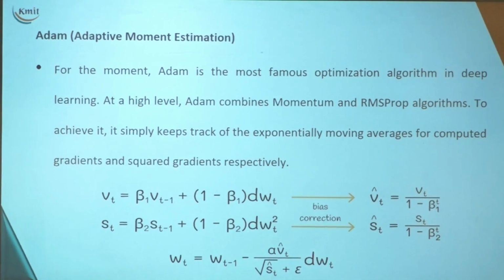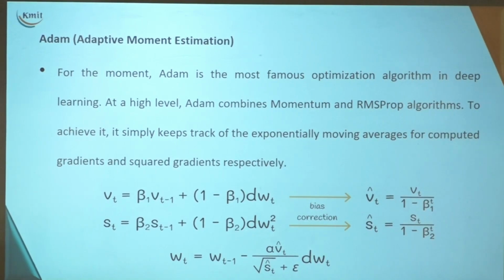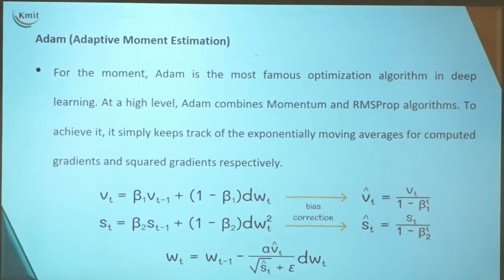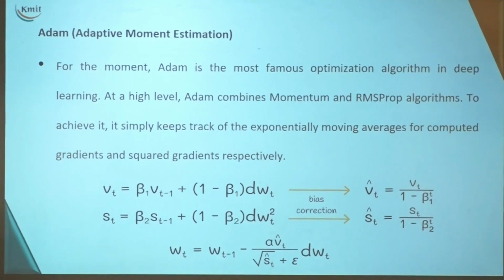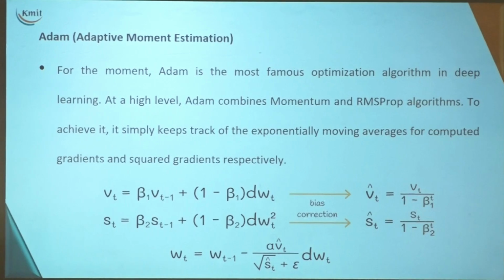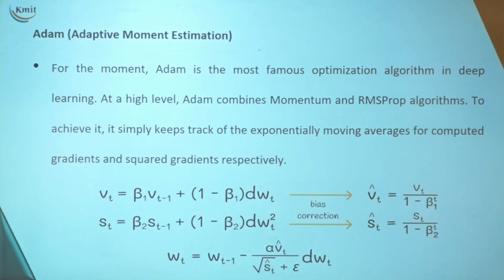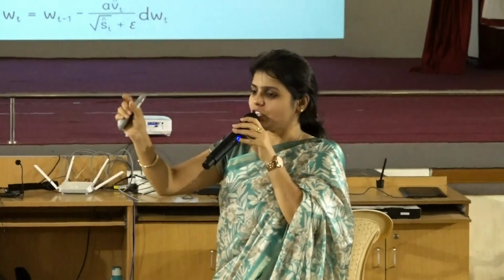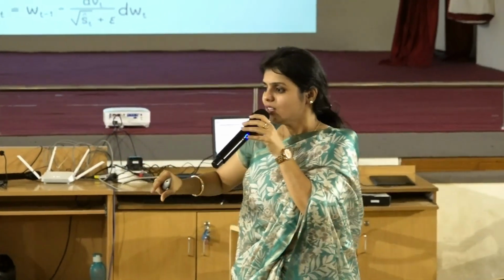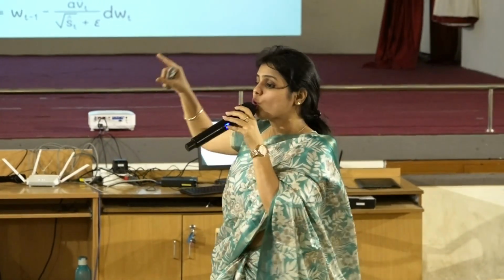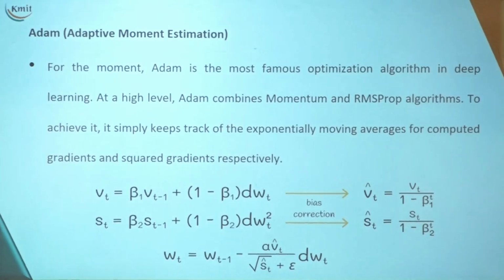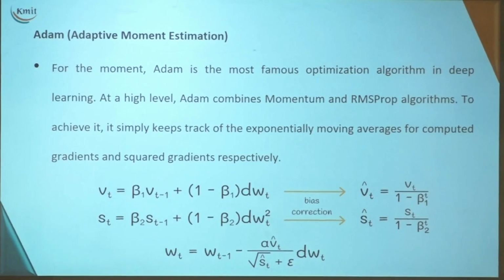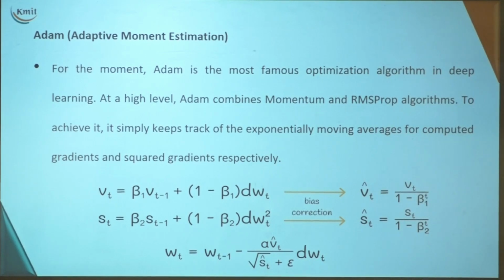Adam is the most famous optimization algorithm in deep learning. At a high level, Adam combines momentum and RMSprop. To achieve it, we will keep track of exponentially moving averages for computing gradients and squared gradients. When I talk about momentum, we keep track of exponentially moving averages. When I talk about RMSprop, we consider squared gradients. So in short, we have these two formulas, VT and ST. VT is for momentum, ST is for RMS propagation.